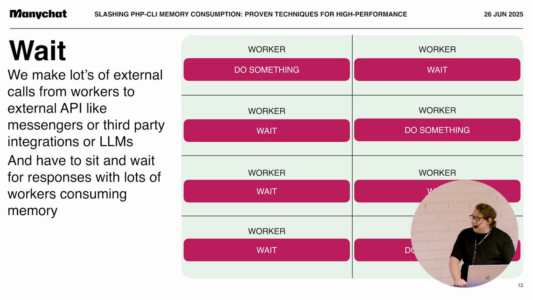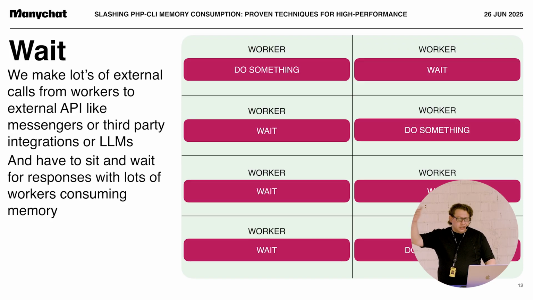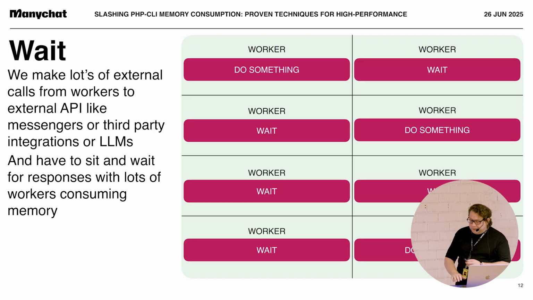And it became even worse with LLMs and other API calls. When we need to call the ChatGPT API and wait for ChatGPT to produce the answer, our worker processes do nothing but wait for the network response, occupying the memory. It started to consume even more memory.